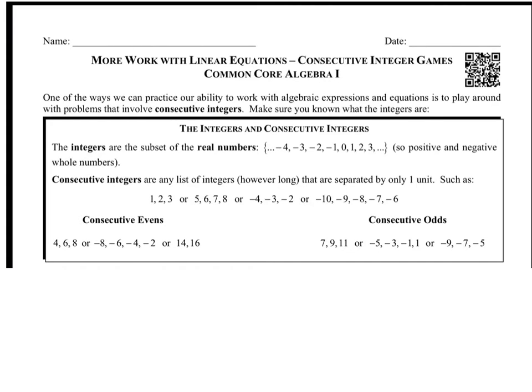Alright, we're going to start talking about integers and consecutive integers. Consecutive integers are any numbers that go in a row, like 1, 2, 3, or 5, 6, 7, 8, or -4, -3, -2. Consecutive even is even numbers that go in a row, so 4, 6, 8, or -8, -6, -4, -2, or 14 and 16. And consecutive odds is the same except you have odd numbers.